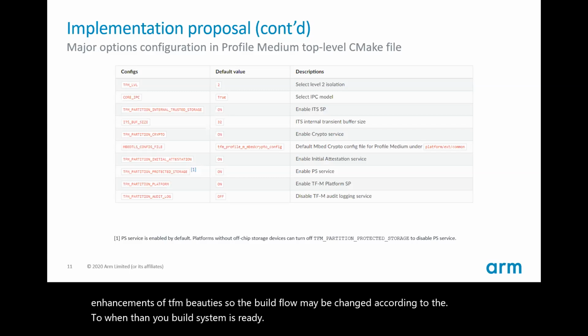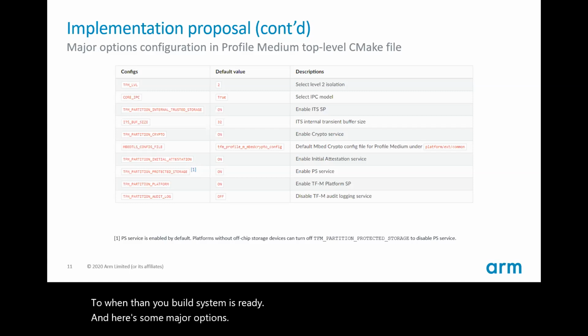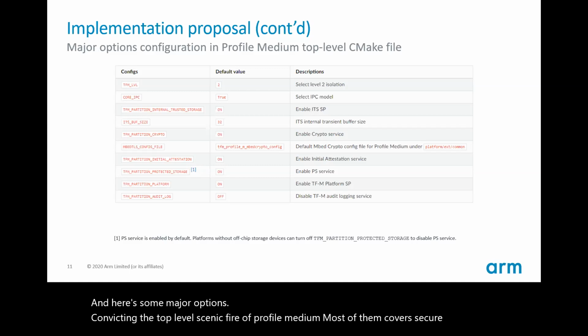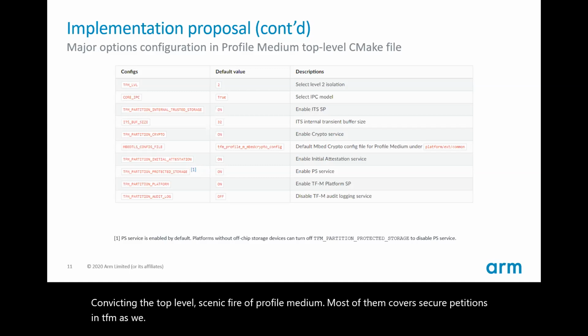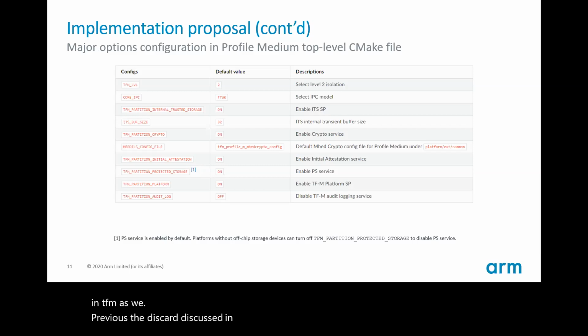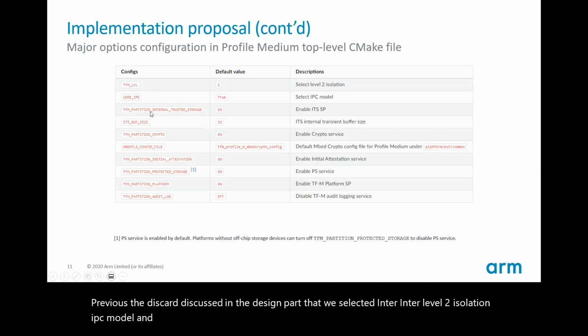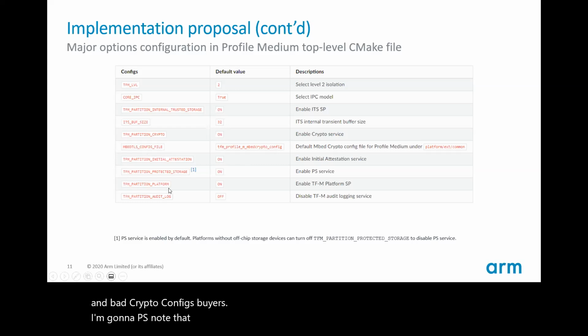And here are some major options configured in the top level CMake file or Profile Medium. Most of them cover secure partitions in TFM, as we previously discussed in the design part, where we select level 2 isolation, IPC model, internal trusted storage, and crypto service, and we also provide default Mbed Crypto config files. And please note that the protected storage is enabled by default for test purpose.